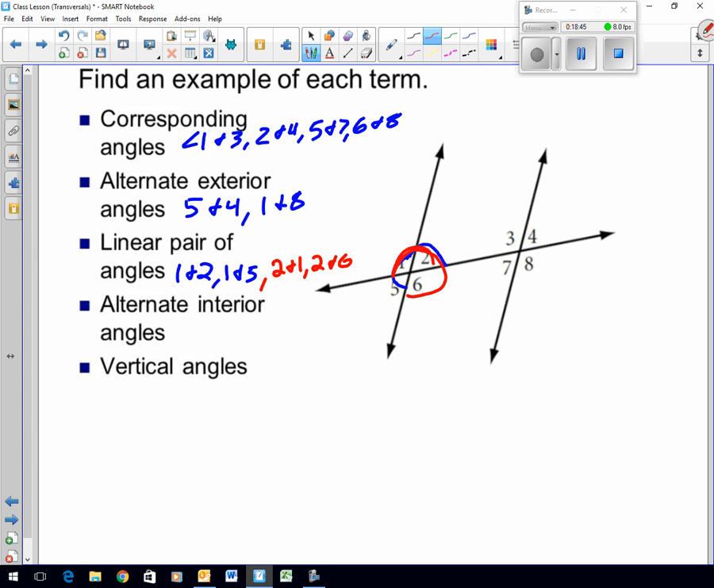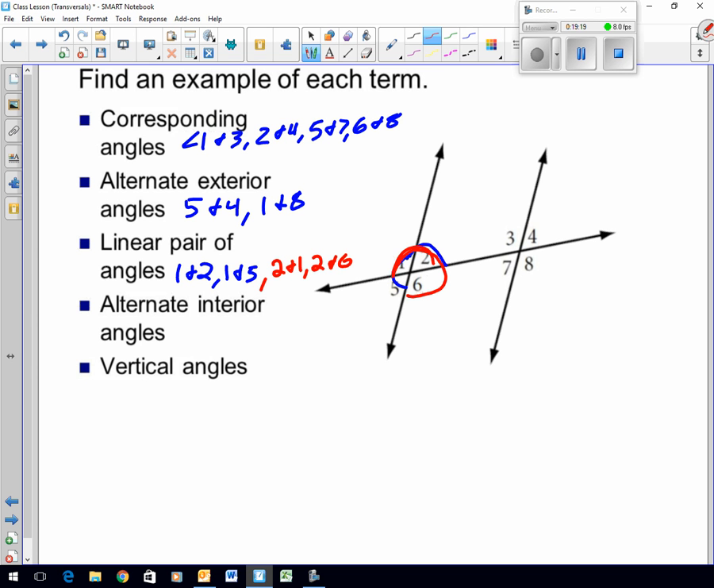You got it? It's like your next-door neighbor. Those are called adjacent angles. Adjacent means right next to. Adjacent angles have to touch each other. Anything that touches you is considered adjacent, and adjacent angles form linear pairs.